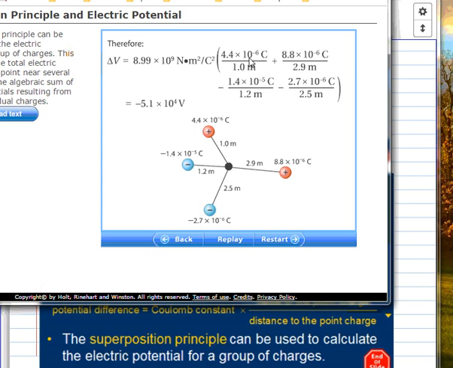So all they're doing is taking each of the charges and how far away they are, and they're multiplying it by Coulomb's constant. Just add it all up, and whatever that answer is, there's the voltage at that position. Negative 5.1 times 10 to the 4th volts.